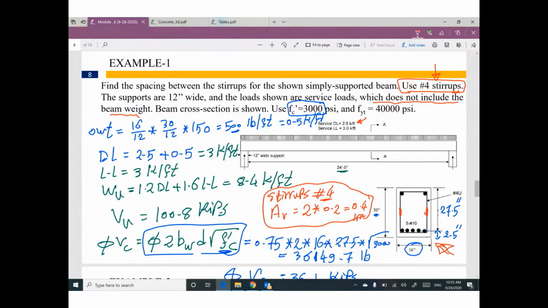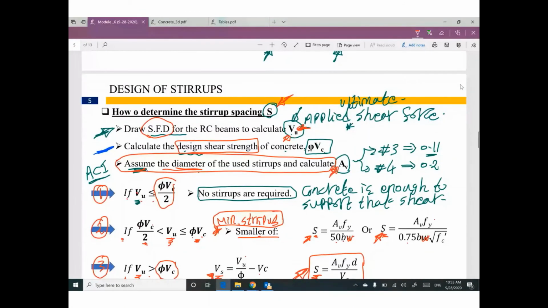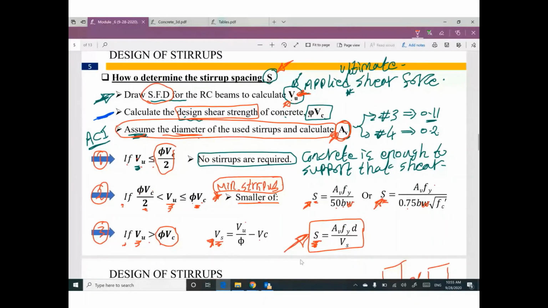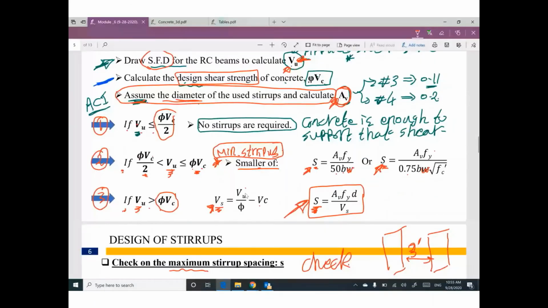So the third step, we need to assume diameter, but in our case, the bar size is not given in the problem. You can assume what you want, number 3 or number 4. Then I can calculate area V, which is number of legs times area of 1 leg. Any question so far? Okay, keep going. We are probably in this case or this case or this case.